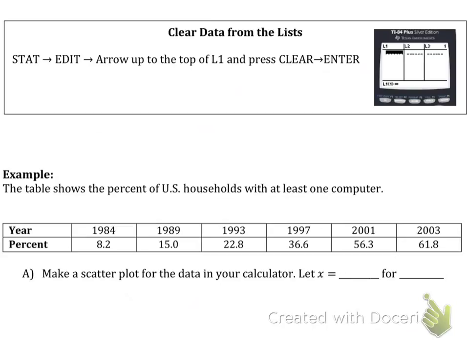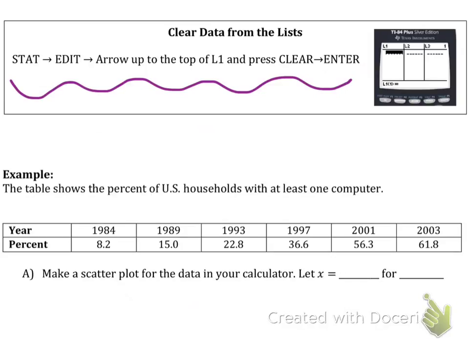Okay, so now let's start by, first of all, clearing our data from the list. So on your graphing calculators, press the Stat button and then Edit. Arrow up to the top of your L1 or L2 list, whichever one has numbers in it, and press Clear, then Enter. Now we're good to go to start entering our information, so make sure that you do that first.